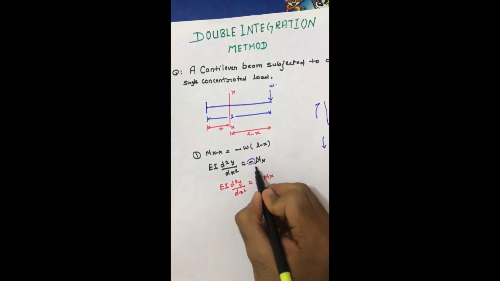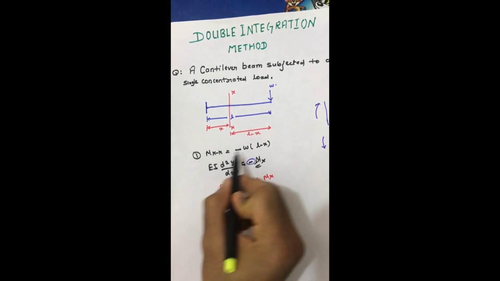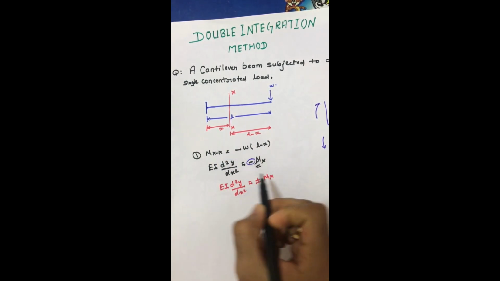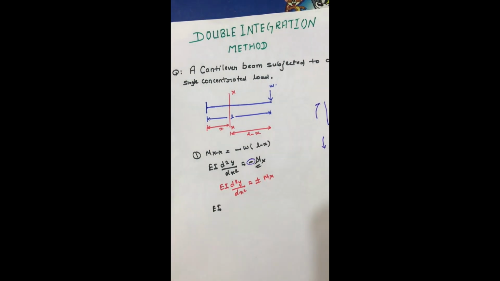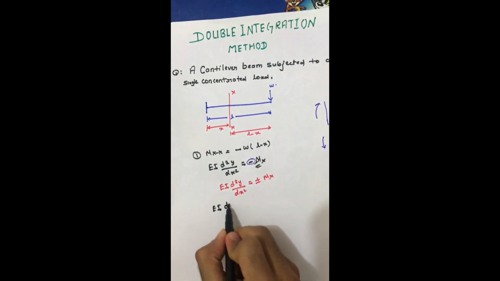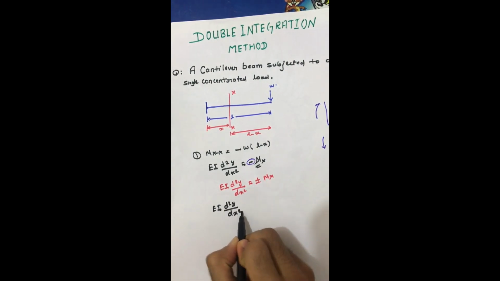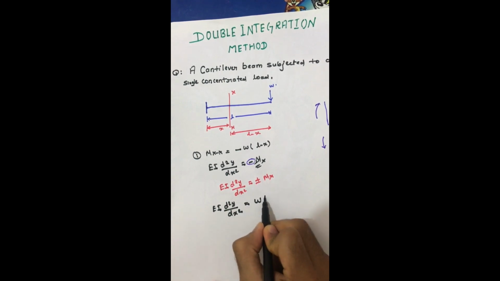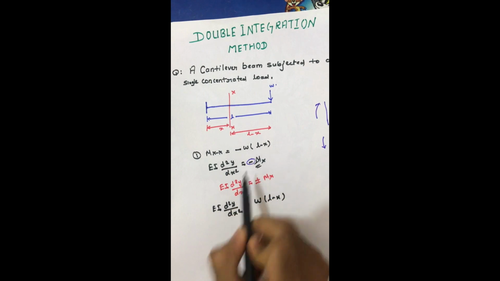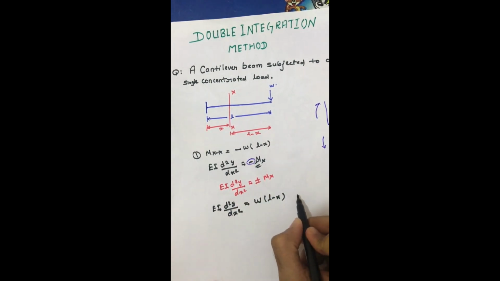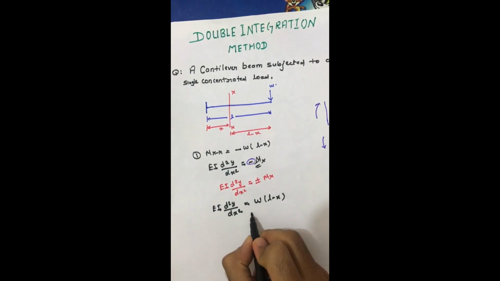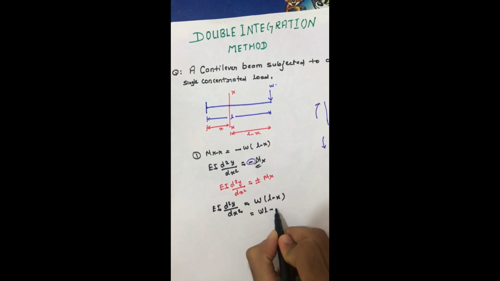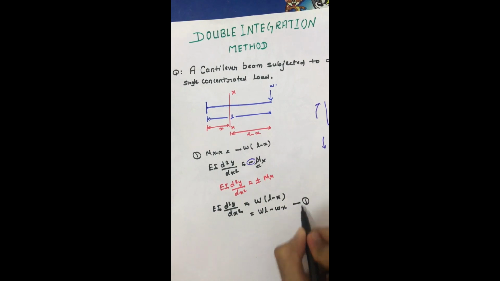I will write whatever Mxx equation I formed in this equation. See, E into I d square y by dx square is equal to w into (L minus x). Here minus minus gets cancelled. If you want to open this bracket, it will be good to open it, otherwise there are chances of getting an error. So better open it like this, and let's say it is equation 1.